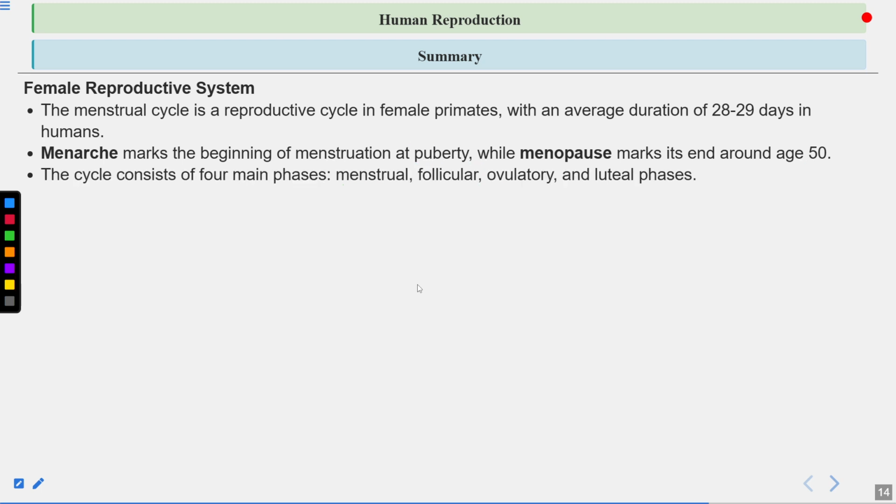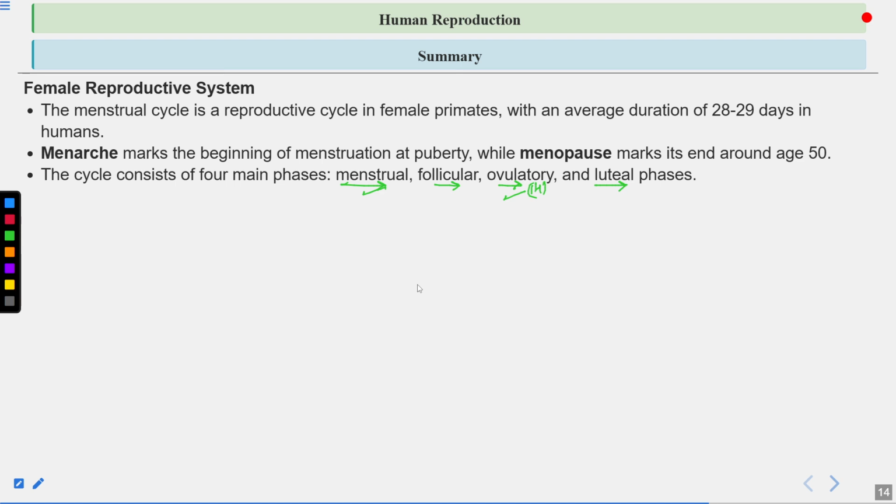Now there are 4 main phases in the menstrual cycle. You have to remember this. First is the menstrual phase, during which the bleeding occurs. The duration is around 3 to 5 days. Then there is a follicular phase, during which follicle development occurs. Then it is followed by the ovulatory phase, in which ovulation occurs, meaning the release of the egg. This occurs at around 14 days, meaning at the mid of the menstrual cycle.